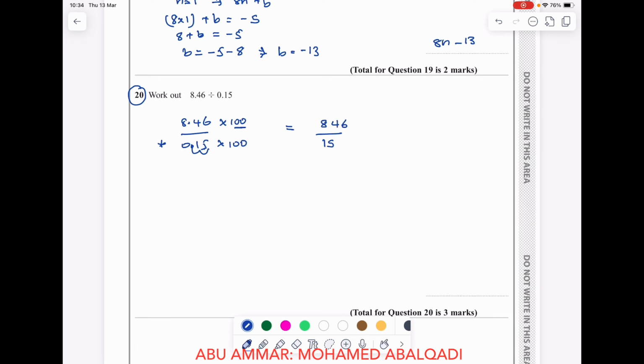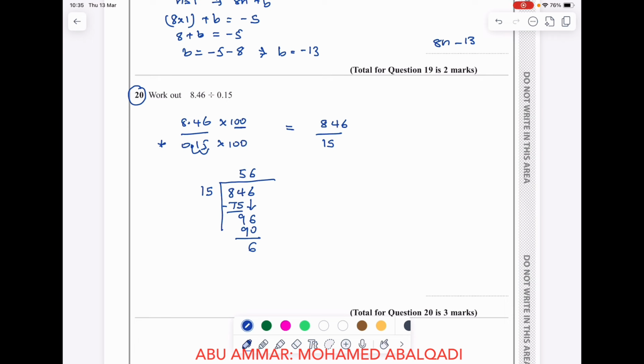So 846 divided by 15, we will use a long division method, and the divider 15 will always be outside, and the number being divided will always be inside. So 15 goes into 8. We cannot do that at the moment, so we have to go to the next number. 15 goes into 84 5 times, and 5 times 15, this is 75, and we take the difference. The difference is 9. So 15 goes into 9. We cannot do that, so we're gonna have to bring another number down, which is 6. 15 goes into 96 6 times. 6 times 15, this will give you 90, and the difference is 6.